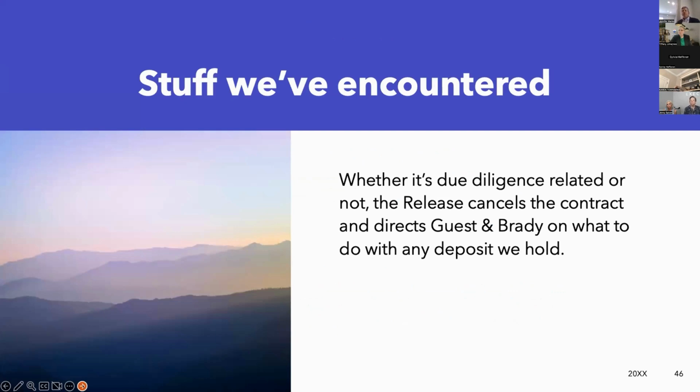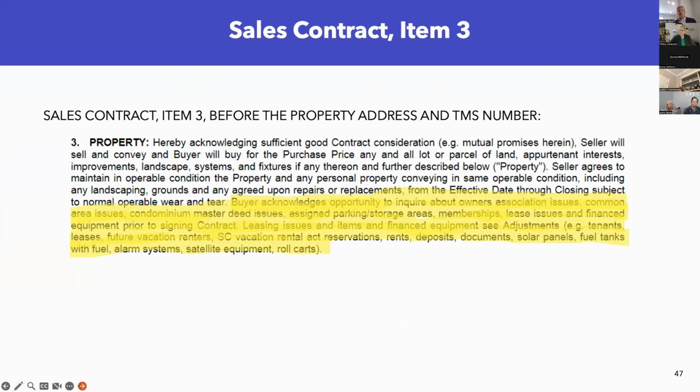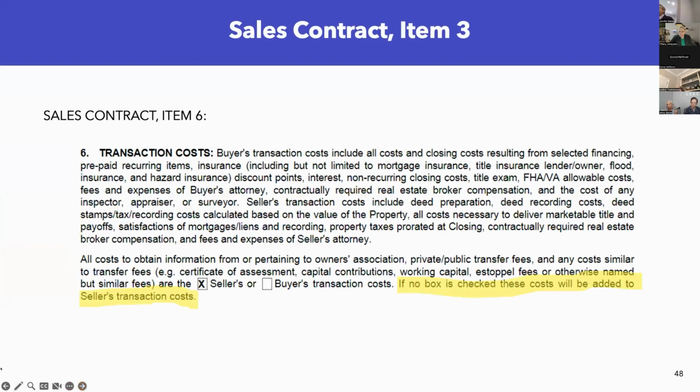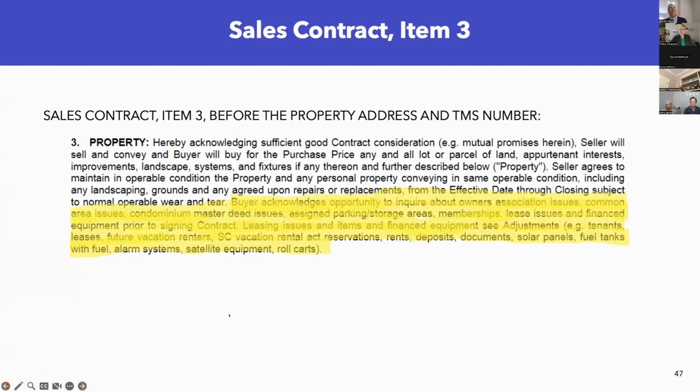The stuff we've encountered, the release cancels the contract. We've talked about that, and as we move ahead, I want to point out 2 more contract provisions. Paragraph 3 of the contract says essentially this: the buyer has found out everything that they need to find out.